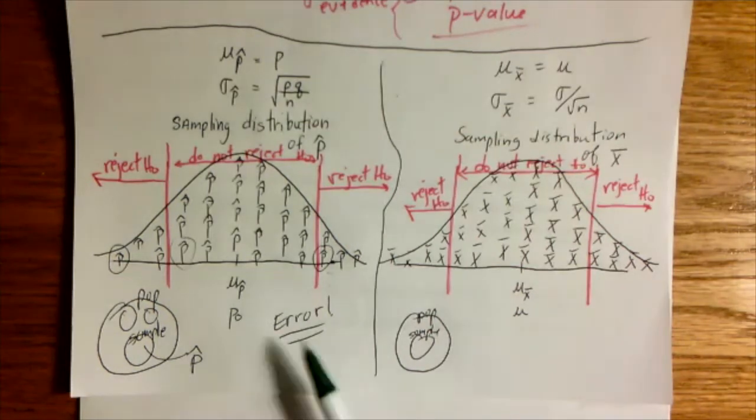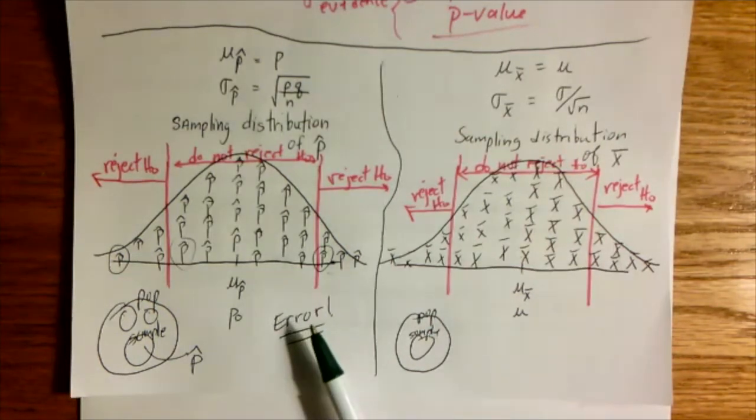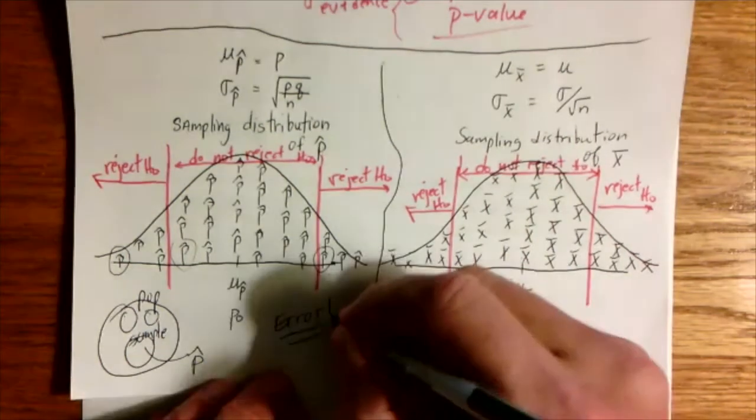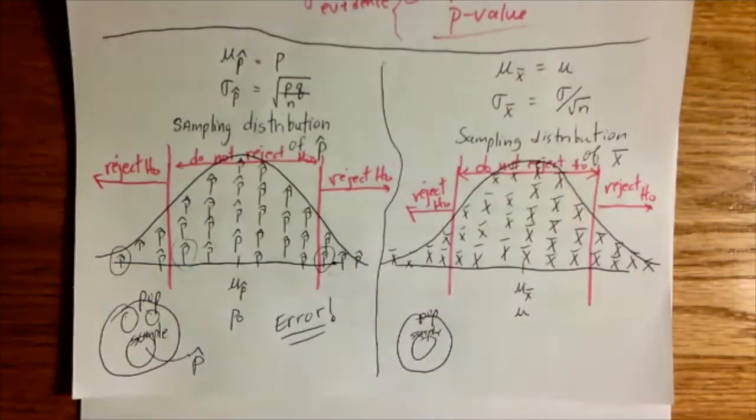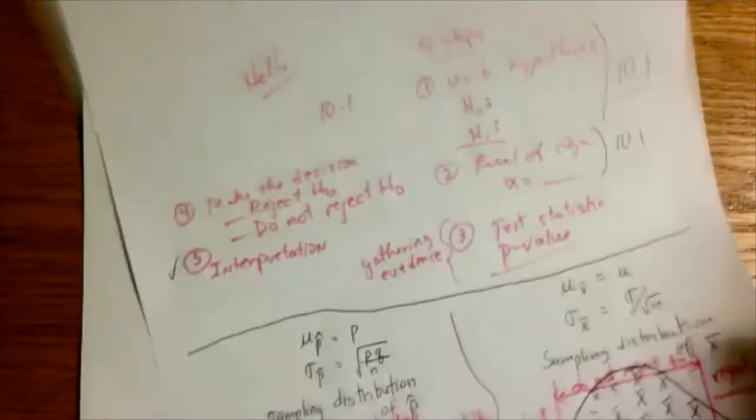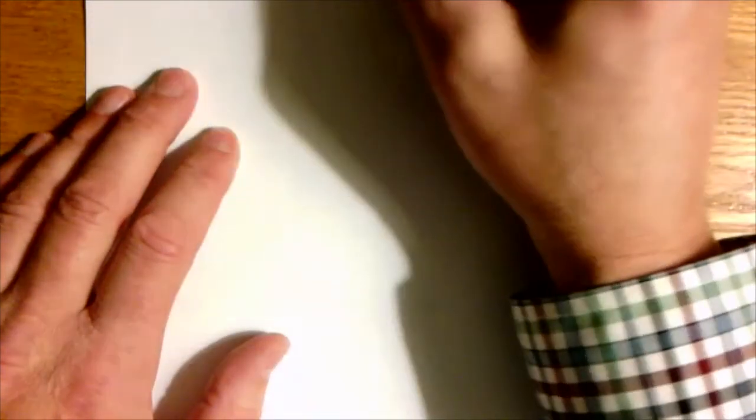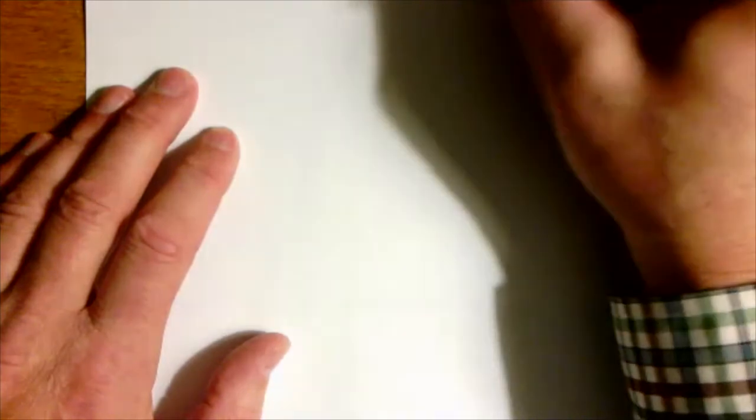So we can make a couple of errors when we do this. And there's two different kinds of errors, and those are known as the type 1 and type 2 errors. So I thought we'd start out today and talk a little bit about that. Okay, so we'll start off with type 1 and type 2 errors.